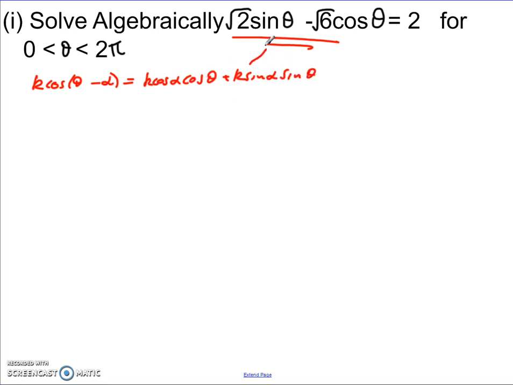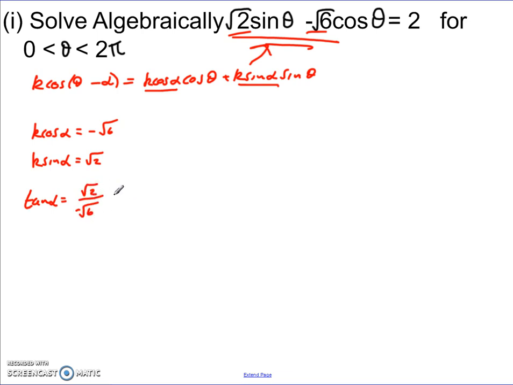And I equate it to this here, looking at the coefficients of both terms. So coefficient here and here. What I'm able to say then is that k cos alpha is equal to negative root 6 and k sin alpha is equal to root 2. So what I'm now able to do is take the pair of these and figure out what tan alpha is. Well, tan alpha is sine over cos, so it's root 2 over negative root 6. What that simplifies down to is negative 1 over root 3.